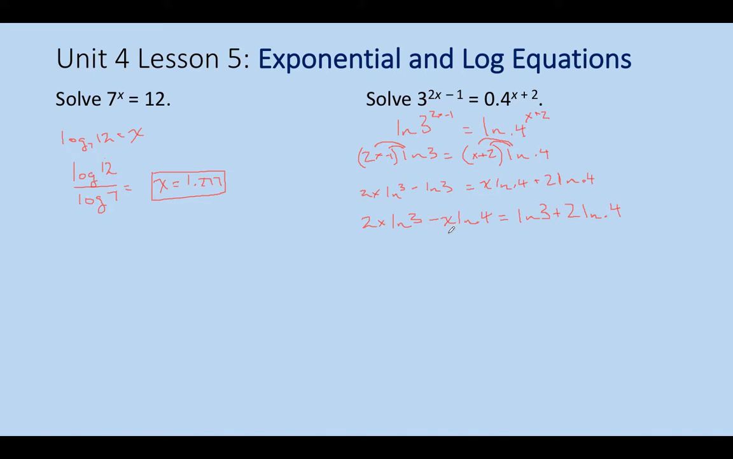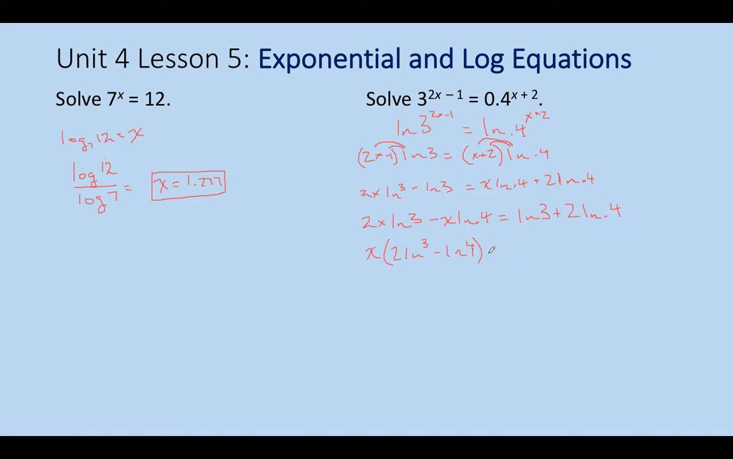So at this point, at least we've got all of our x's on one side of the equation. And I've got two terms. I've got an x in each term, and so I can factor out that x. So I've got x, and then I'd have 2 natural log of 3 minus natural log of 0.4.